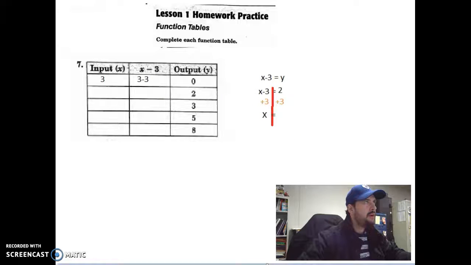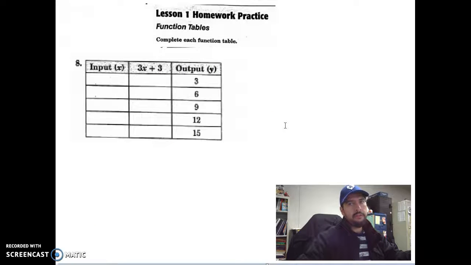This cancels each other out, right? Minus 3 and plus 3 cancel each other out. 2 plus 3 equals 5, and that is my answer. So I'm going to have 5 right here. And then double check it. 5 minus 3, because that's our input, right? Instead of x minus 3, I'm saying 5 minus 3. Does that equal 2? It sure does. So you can solve the rest of that on your own.